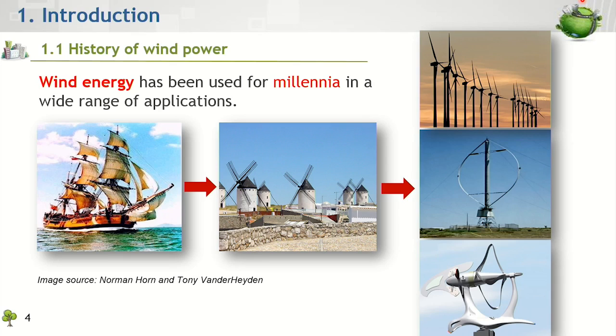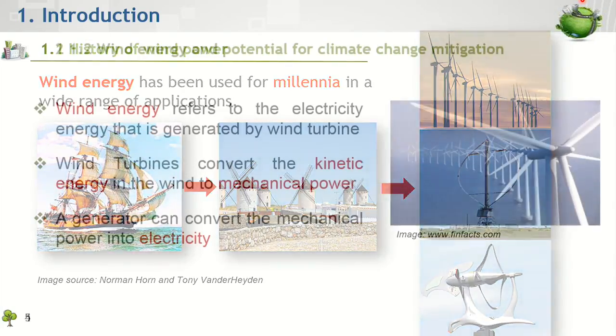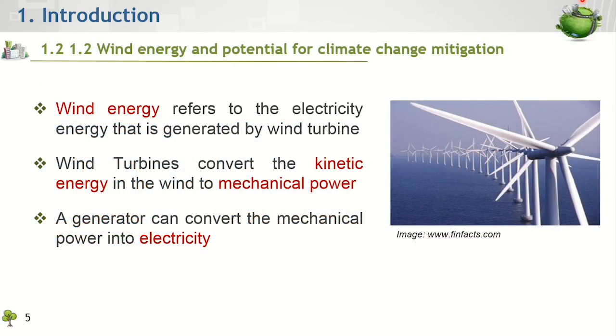Later on, in the 17th century, the first modern wind turbine for electricity generation was introduced by the Dutch, and the use of wind energy to generate electric power on a commercial scale only became viable in the 1970s. So basically, modern wind energy refers to the electrical energy that is generated by wind turbines.